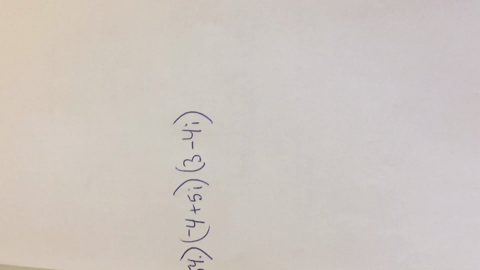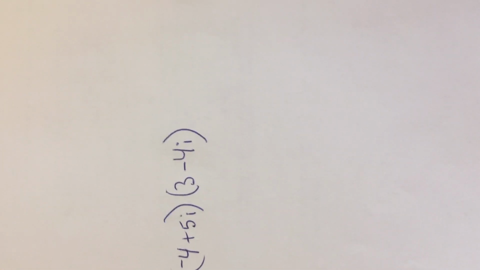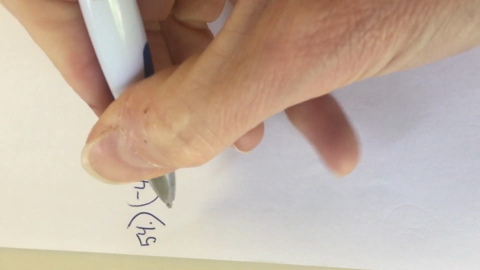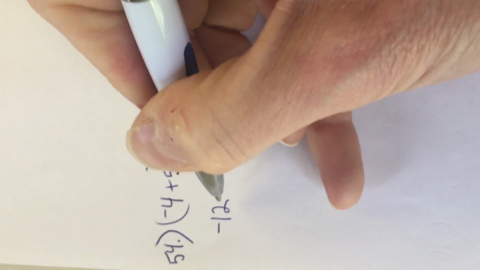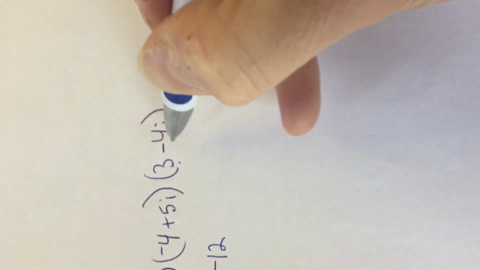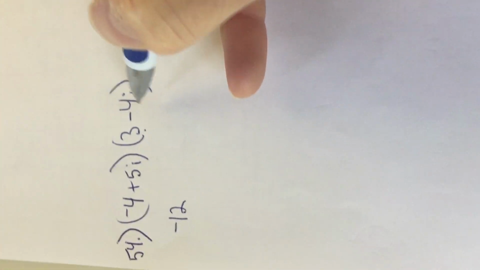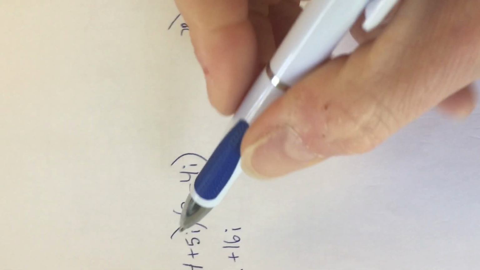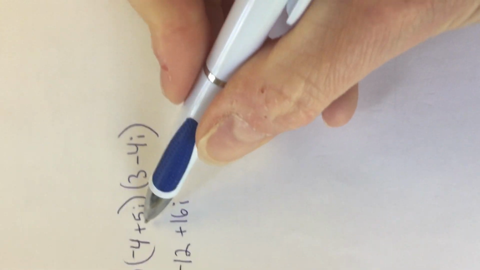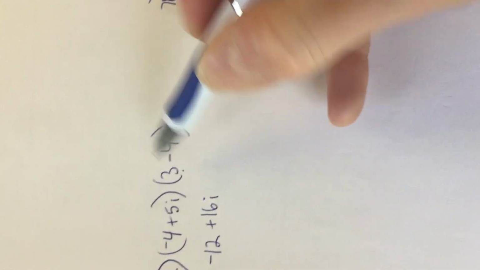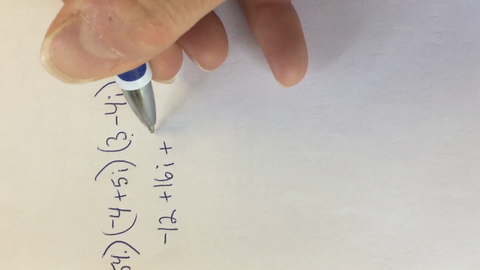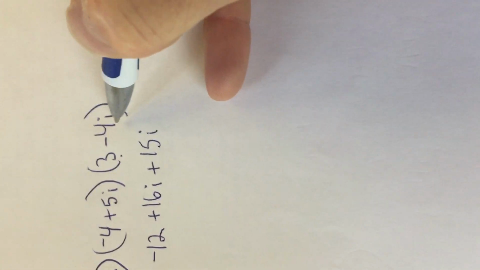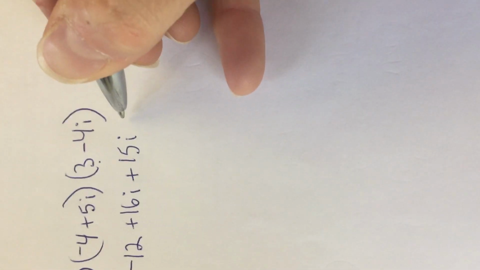And then here we're going to start multiplying with these complex numbers. So I'm going to do -4 times a +3, and that's going to be a -12. And then I'm going to do -4 times a -4i, and it's going to be a +16i. And then I'm going to multiply this +5i times 3, so it's going to be a +15i.